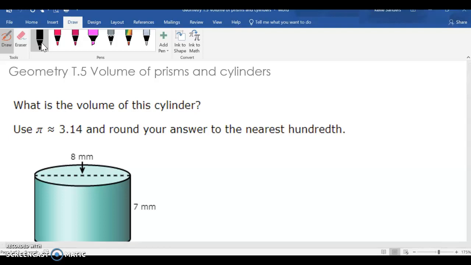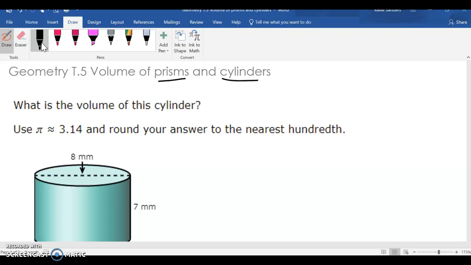N5 volume of prisms and cylinders. Like I've said in previous lessons, a prism and a cylinder are pretty much treated the same way. Just a cylinder has a circular base. Now remember, a prism can be a rectangular prism, a triangular prism, or any other kind of anything like that. You just got to know what the shape of the base is to be able to do this.